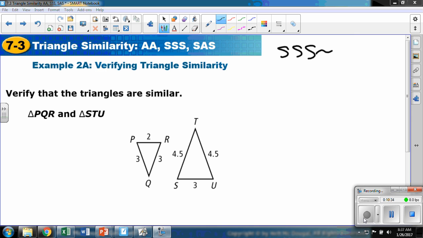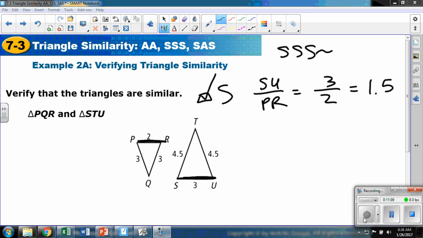So let's just calculate those scale factors. Find one pair of corresponding sides. Of course, base with base. SU and PR, 3 to 2. And if we were to divide that out, that's 1.5. Every single pair of sides has to match this 1.5 scale factor. And if it does, that's side. This is our first pair of sides. Check the second and the third.